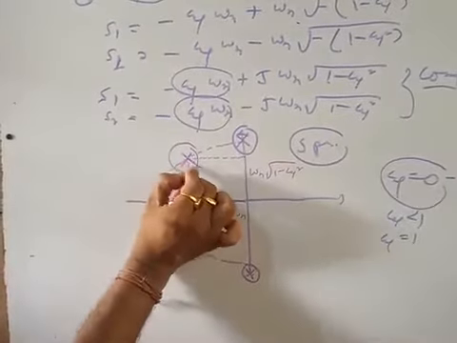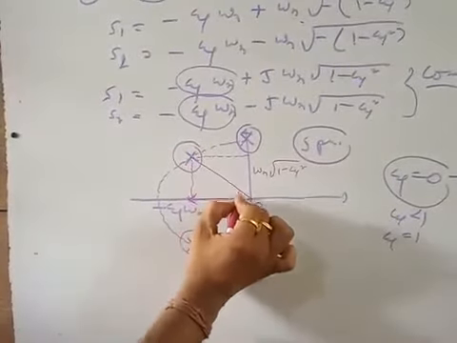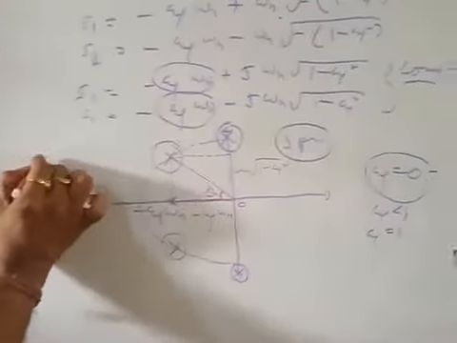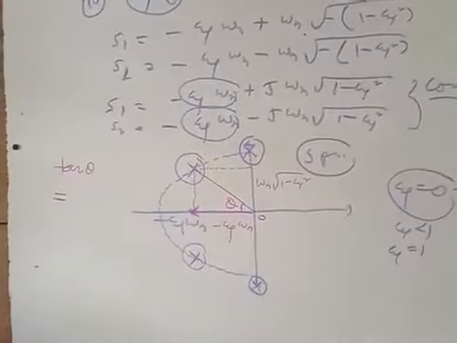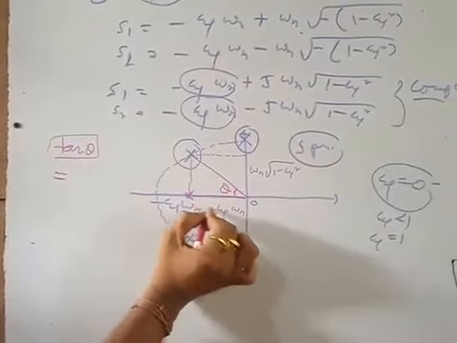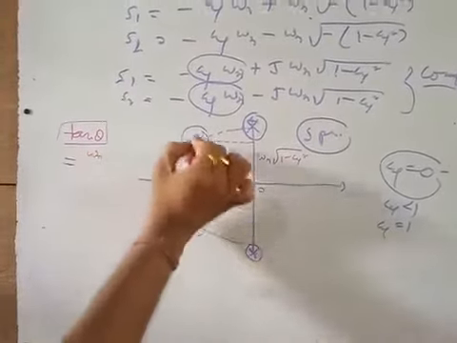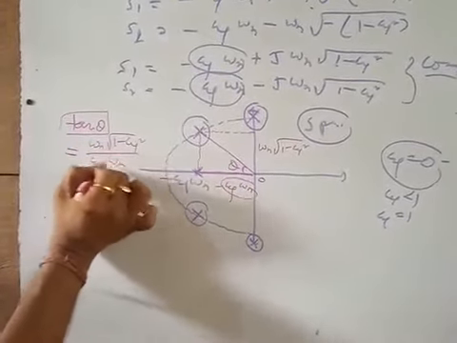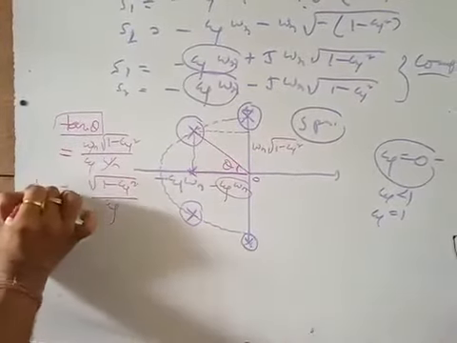And if you join a line from the origin to the position of the pole, what will you get? This is your angle theta, say for example. So if this is your theta, what is tan theta? Tan theta is the angle you see here, and this is your magnitude xi into omega n. So tan theta will be equal to omega n root over 1 minus xi square by xi omega n. So you get tan theta equal to root over 1 minus xi square by xi.